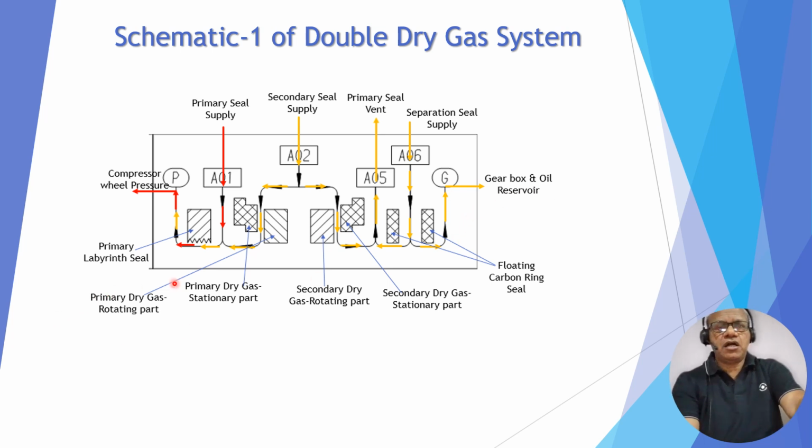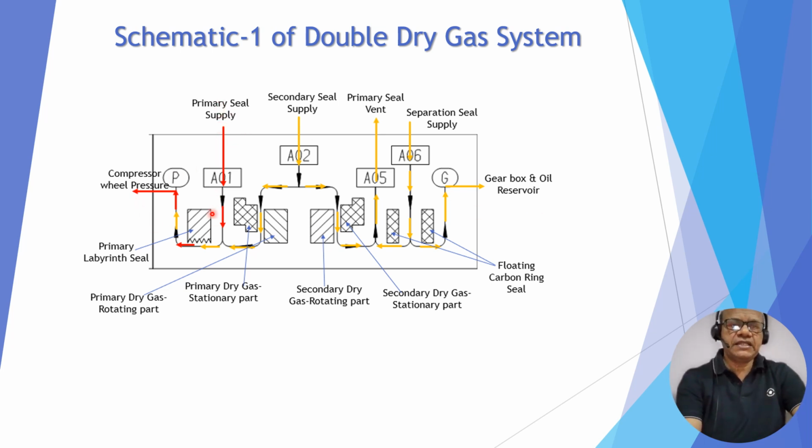So, let's understand the main components. The primary labyrinth seal is this, then the primary dry gas seal rotating component is this one, and this is the primary dry gas seal stationary component. This is the secondary dry gas seal rotating component, and this is the secondary dry gas seal stationary component. These two are floating carbon rings. This side is the gearbox or oil reservoir, and this side is the process gas.